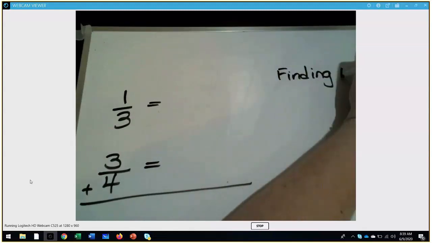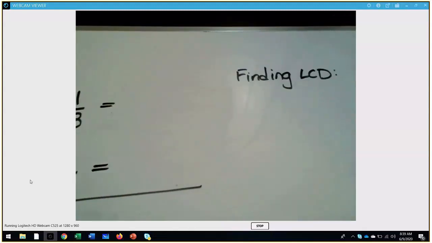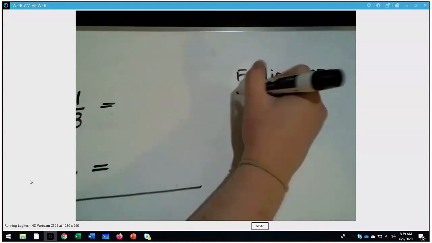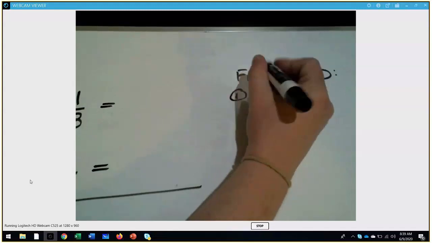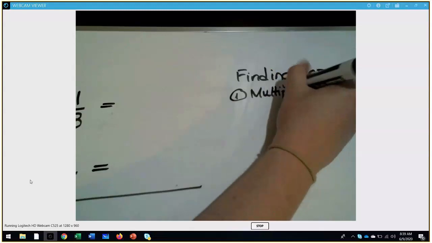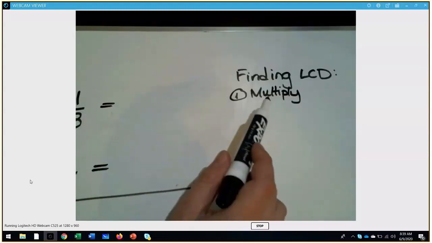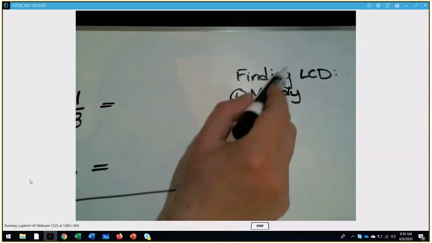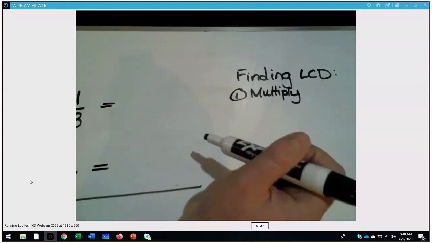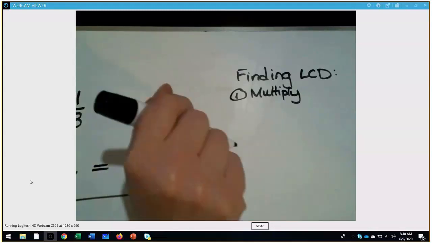So now here's one method for finding the common denominator that we can use. We're looking for the least common denominator. So the smallest number that the denominators have in common. One thing you can do is just to multiply them together. That'll always give you a common denominator, but it won't always give you the least common denominator. The least common denominator is what you're shooting for, but the common denominator is what you need to have.